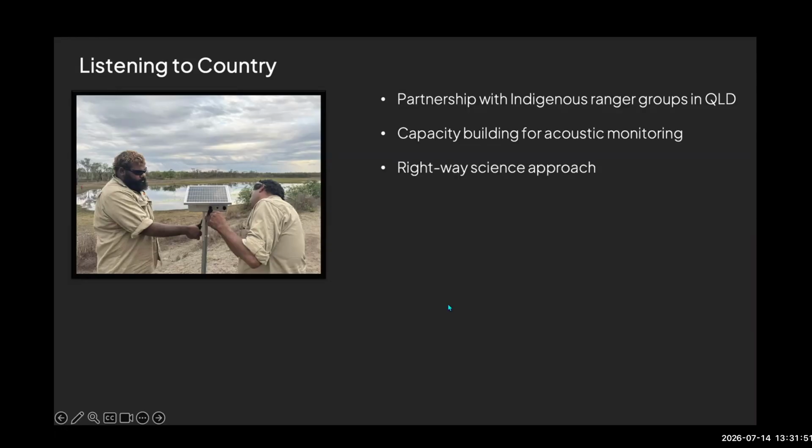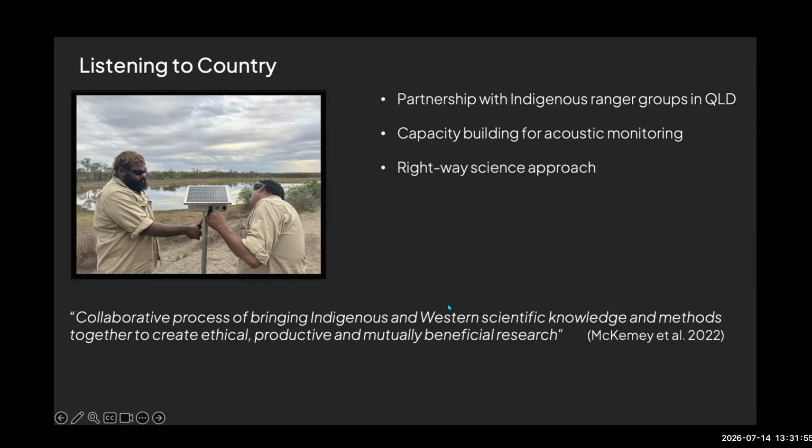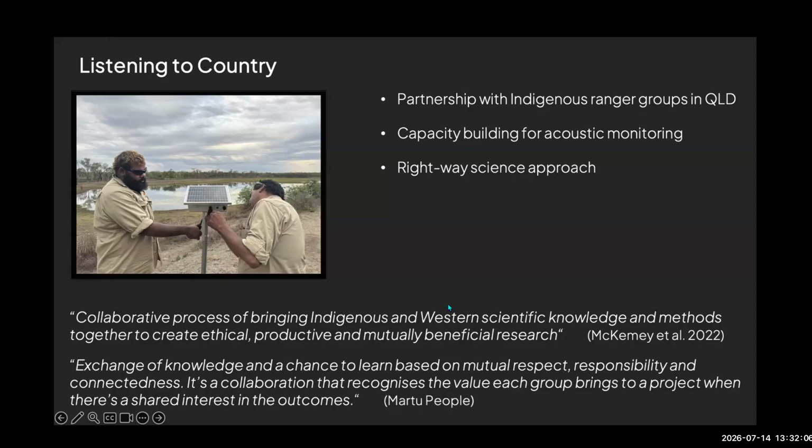And it's all based within the right way science approach, which, if you haven't heard of it, is defined as a collaborative process of bringing Indigenous and Western scientific knowledge and methods together to create ethical, productive, and mutually beneficial research. As the Matu people put it, it's an exchange of knowledge and a chance to learn based on mutual respect, responsibility, and connectedness. It's a collaboration that recognizes the value each group brings to a project when there's a shared interest in the outcomes.